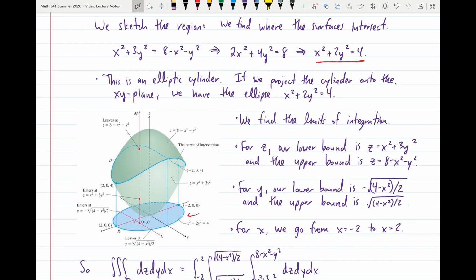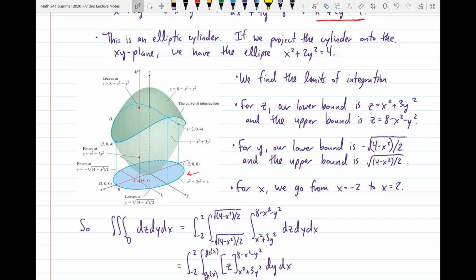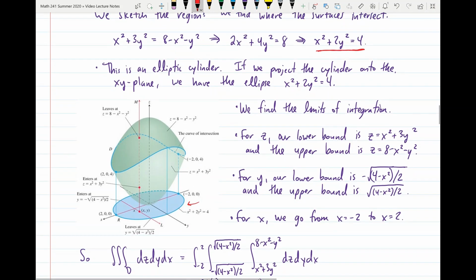As I already said, if we project this cylinder onto the xy plane, then we end up with the ellipse x squared plus 2y squared is equal to 4, which again is that region in blue down in the diagram. And now that we have the curve of intersection, which hopefully allows us to better understand what the space looks like, we're going to find the limits of integration.